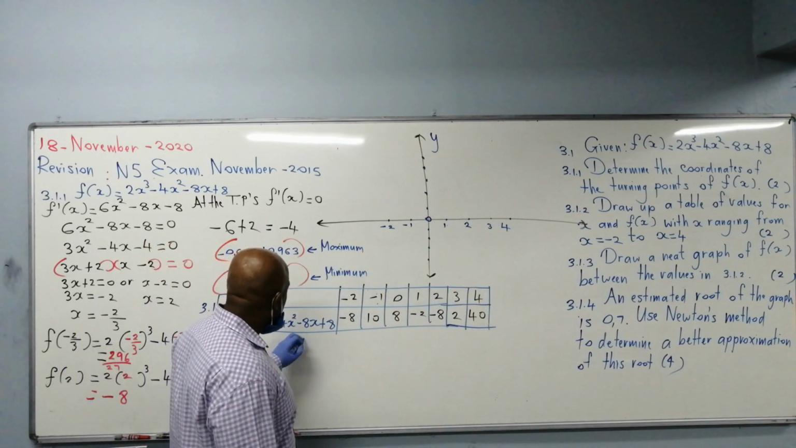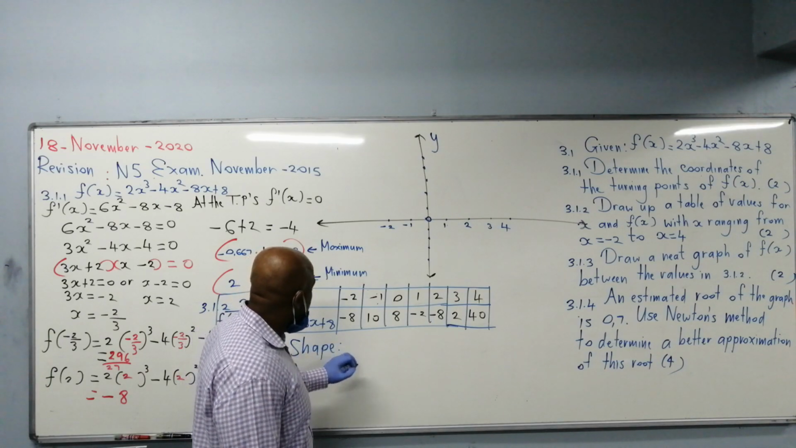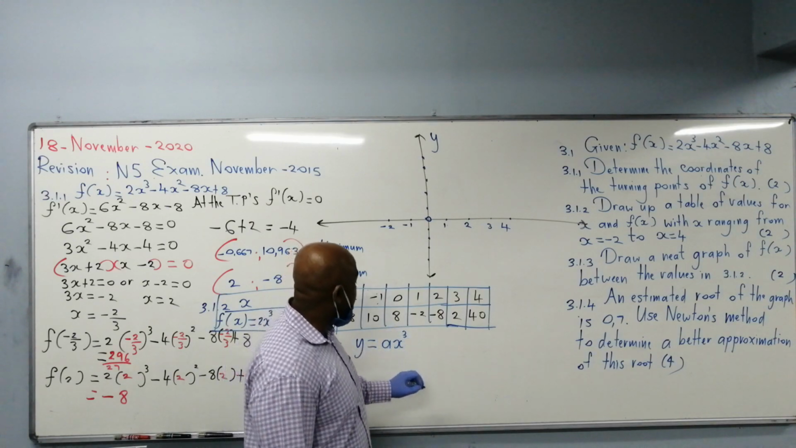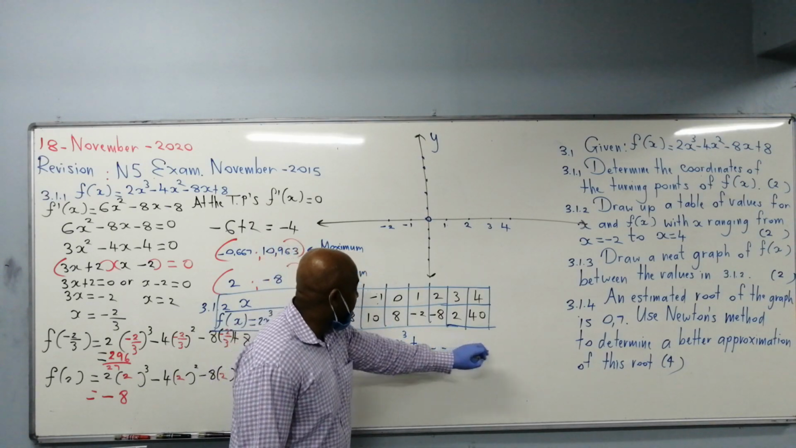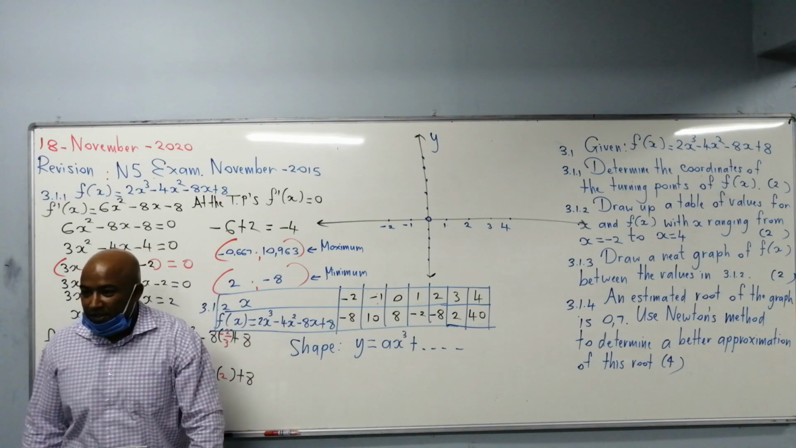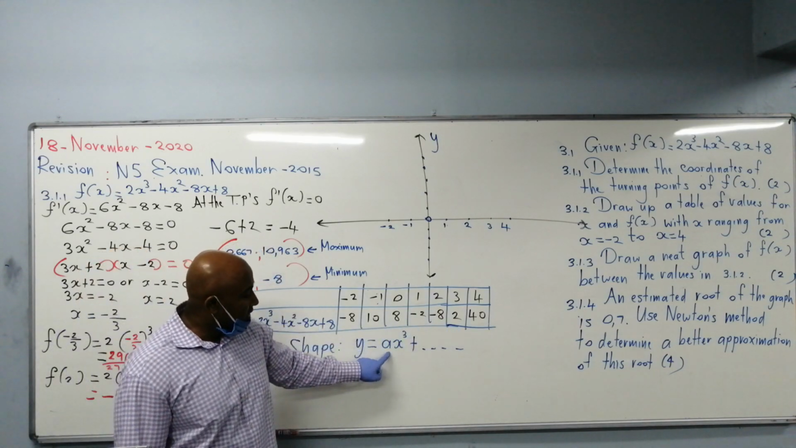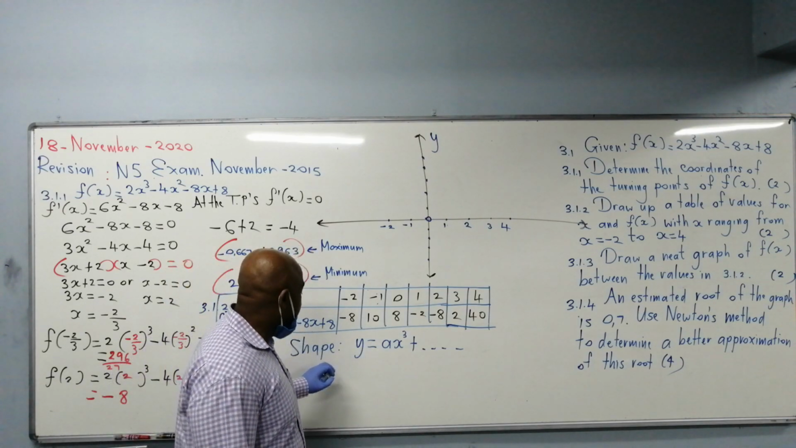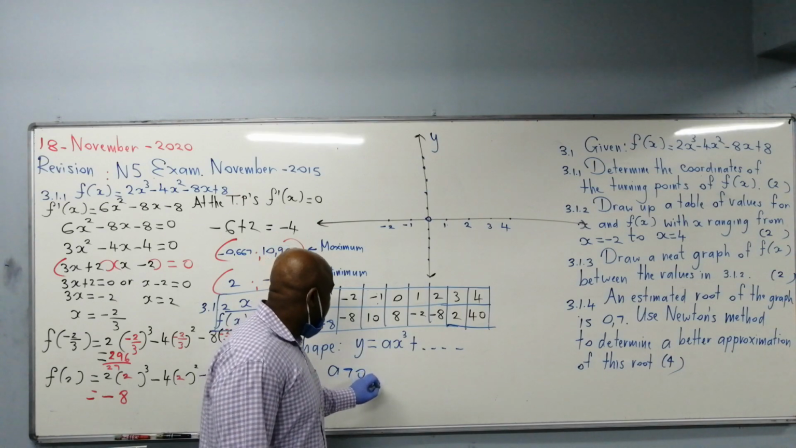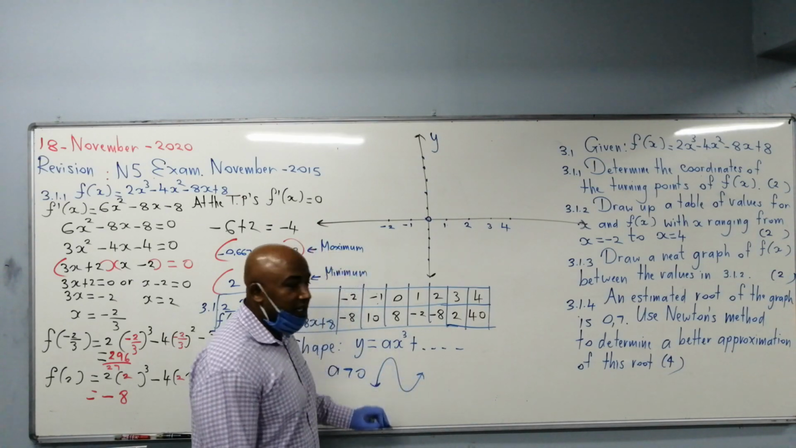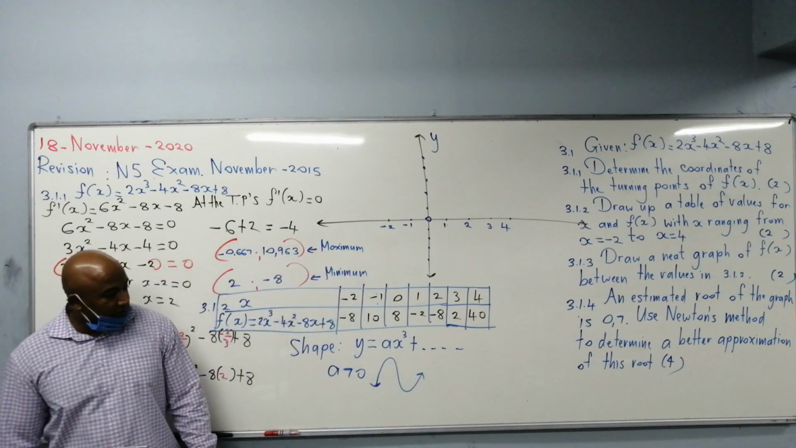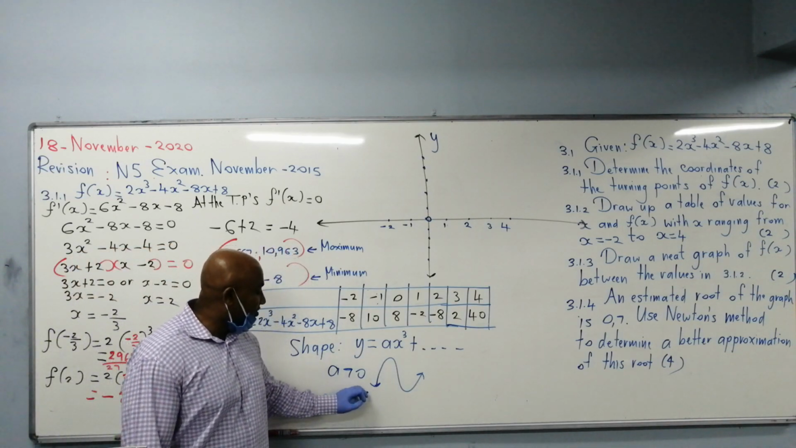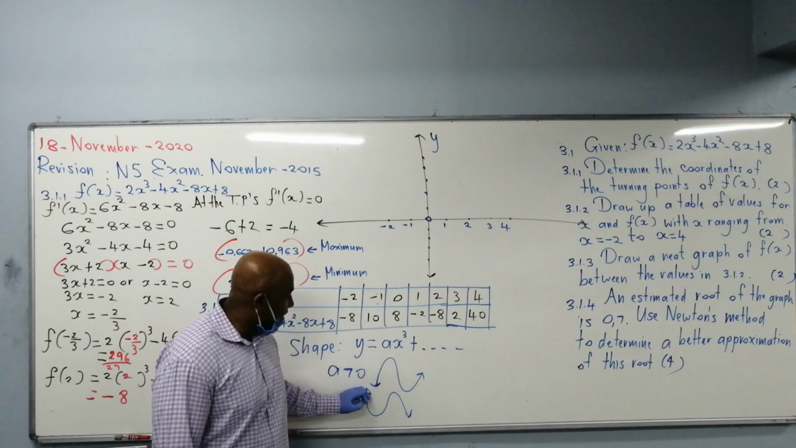So the shape of the graph: you have y is equal to ax to the power 3 plus bx squared plus cx plus d. We're not interested in that. We are interested in the value of a, the coefficient of x cubed. If your a is positive, then your graph reaches maximum first, minimum second. If your a is negative, then your graph reaches minimum first, maximum second.